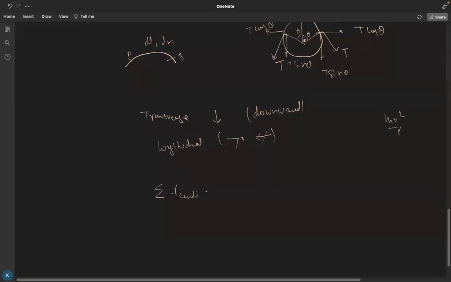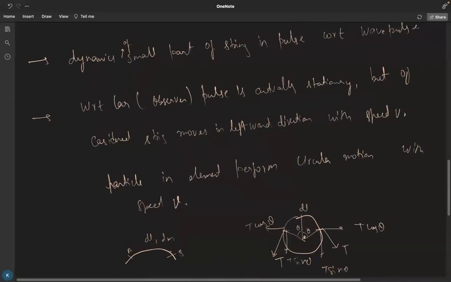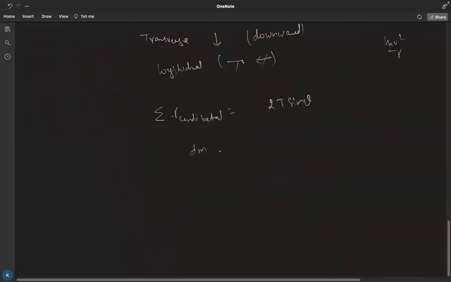So the centripetal force is equal to nothing but 2T sin theta, which is in the downward direction. And we all know that the centripetal force for the dm mass, because we are considering the length dl and the mass dm, will be equal to dm v square by r, which is equal to 2T sin theta.